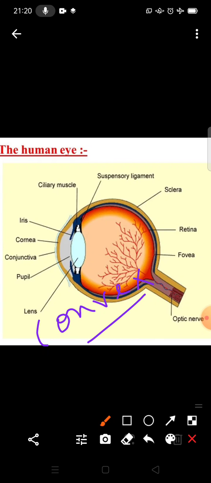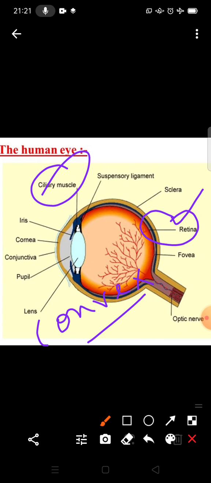So this lens focuses the light on the retina. You can see the eye muscles that hold the lens help in the focusing by reshaping the lens. There are the ciliary muscles also. These are the eye muscles. And you can see there is a retina, and it is present at the back of the eye, and it works as a screen on which the focused image of the object is formed.